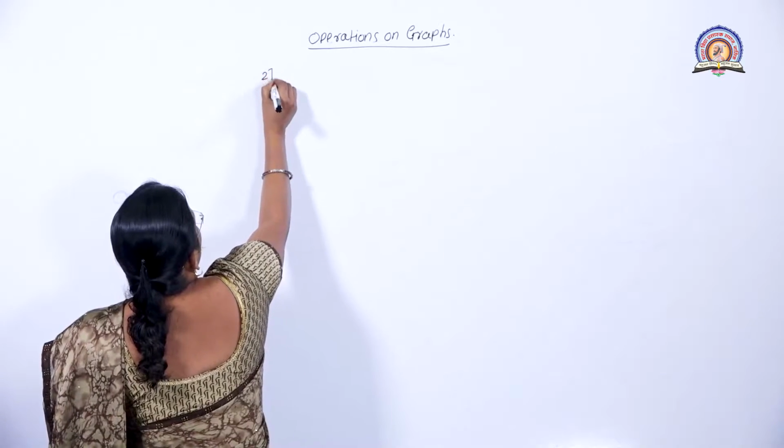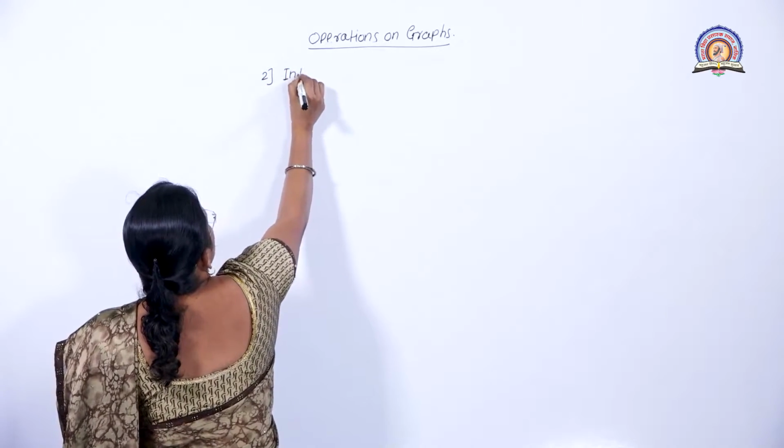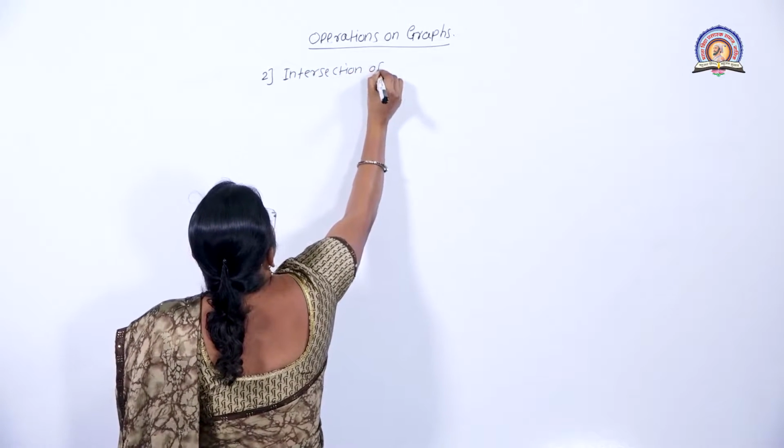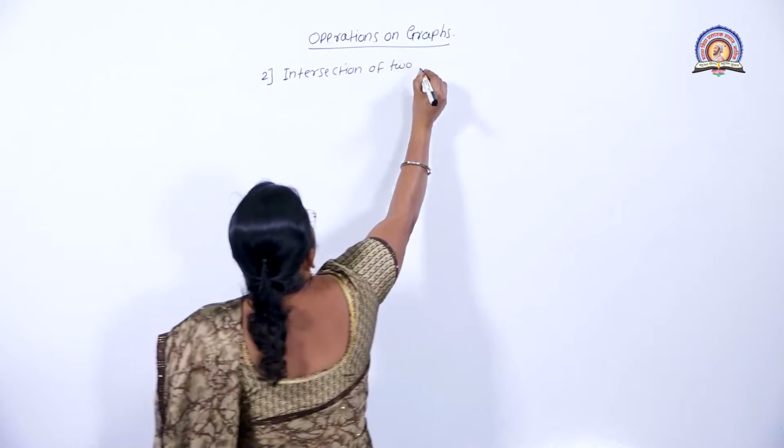The second operation is intersection of two graphs.